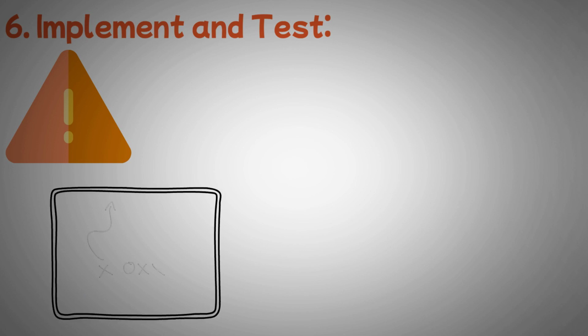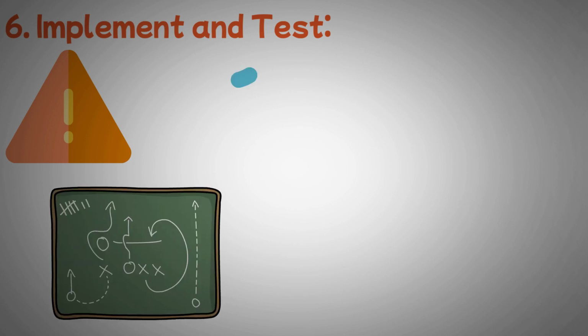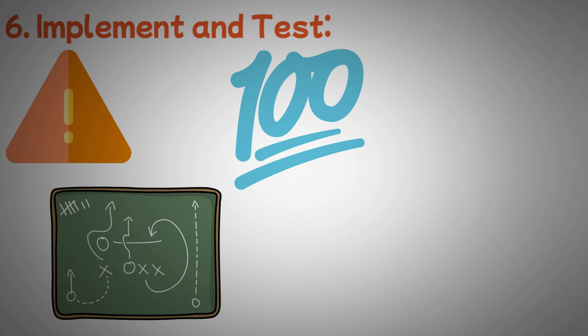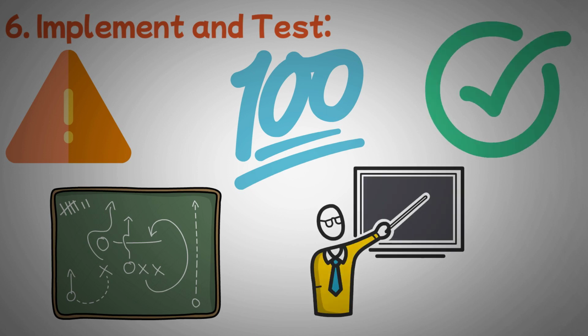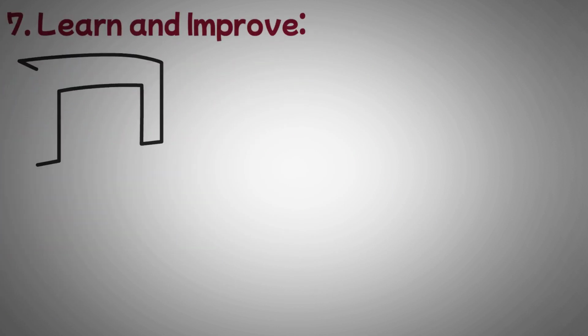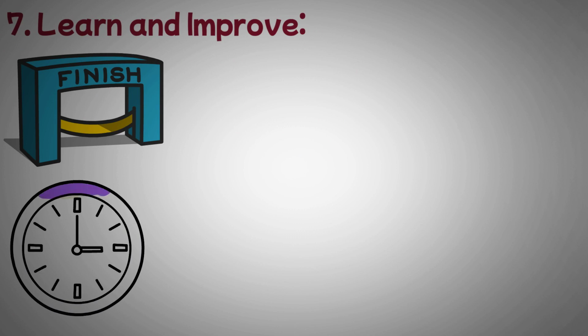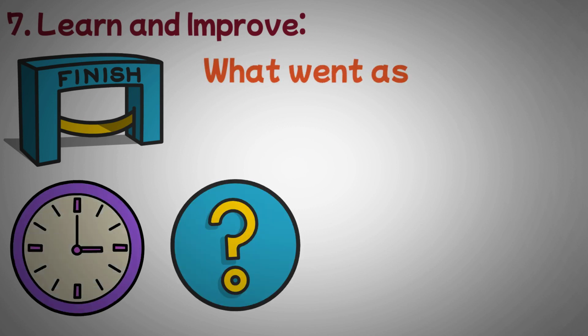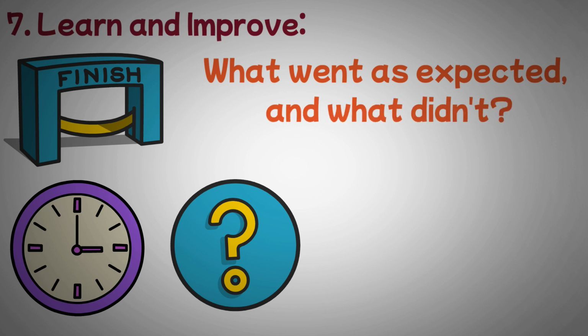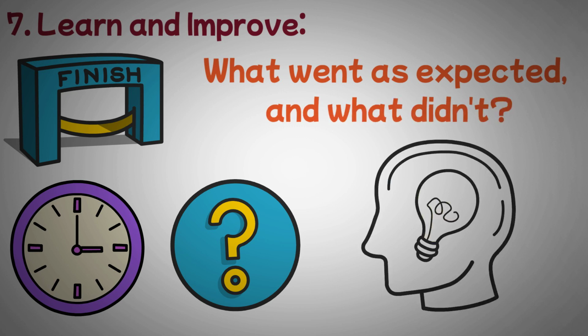6. Implement and test. Put your risk management plan into action. Execute the strategies you've developed and regularly test their effectiveness. This proactive approach ensures that you're well prepared if a risk materializes. 7. Learn and improve. After your project or venture is complete, take the time to evaluate how well your risk management plan worked. What went as expected and what didn't. Use these insights to improve your risk management process for future endeavors.